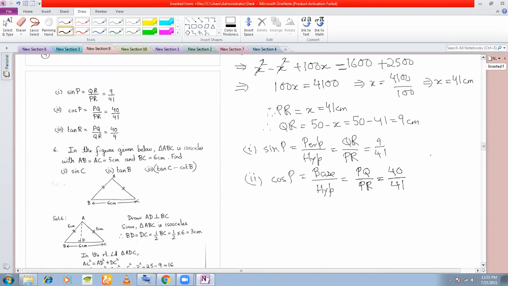Otherwise, now there's one more thing which I want to tell you. If you know sin P, you can always find out cos P. Instead of using this, you can also find it in this manner. If you know sin P, you know that cos square P is equal to 1 minus sin square P, right? So 1 minus sin square, above we have found out how much? 9 by 41.